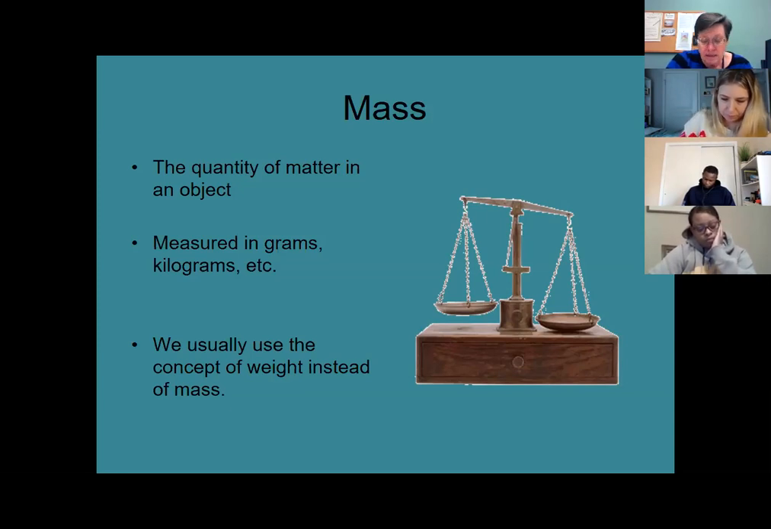Now, one of the things that's important to differentiate is that mass is not the same as weight. We often confuse that. Mass is the quantity of matter in an object. Weight is the force of gravity on that object.